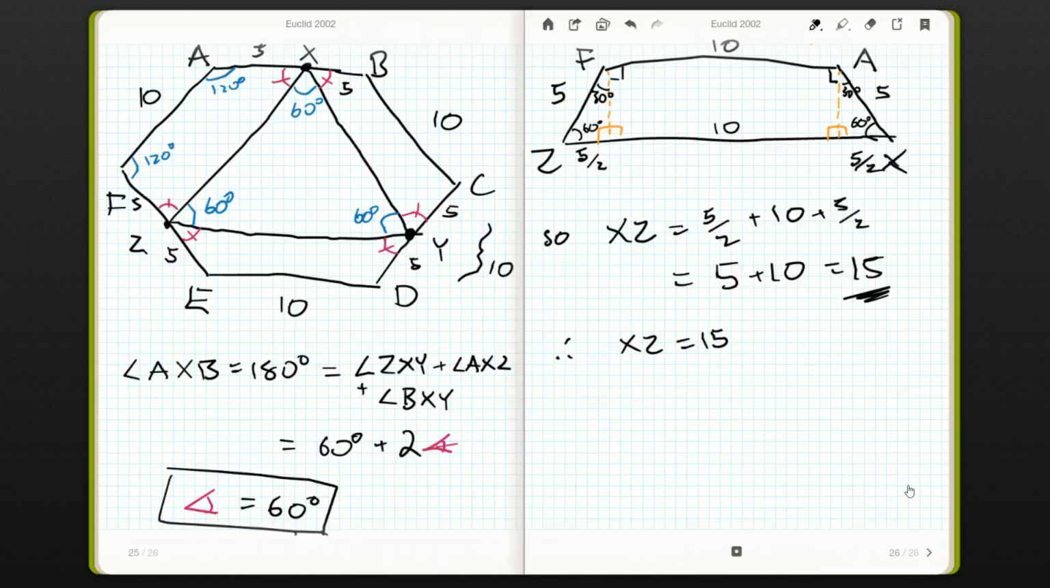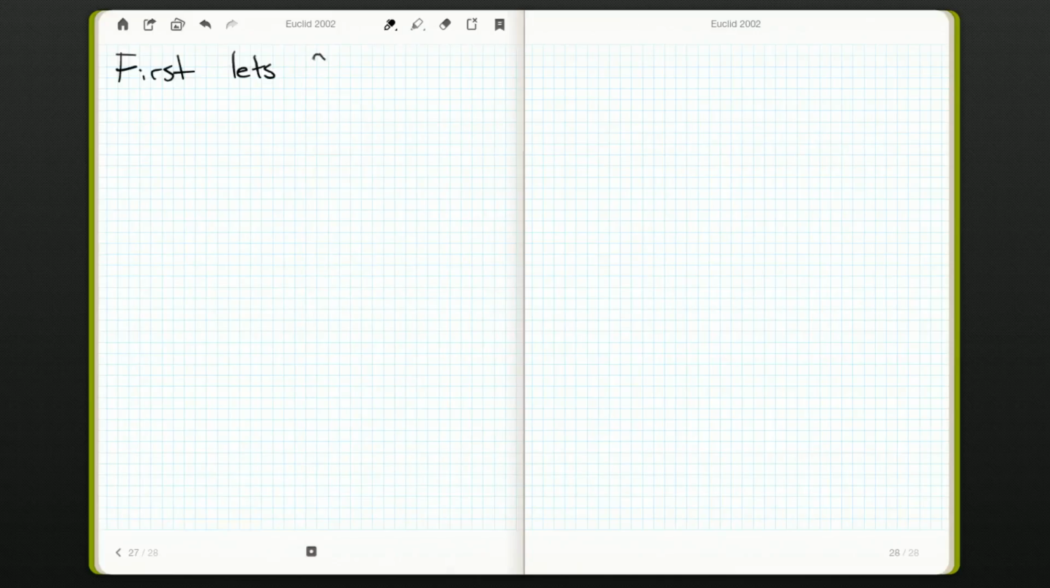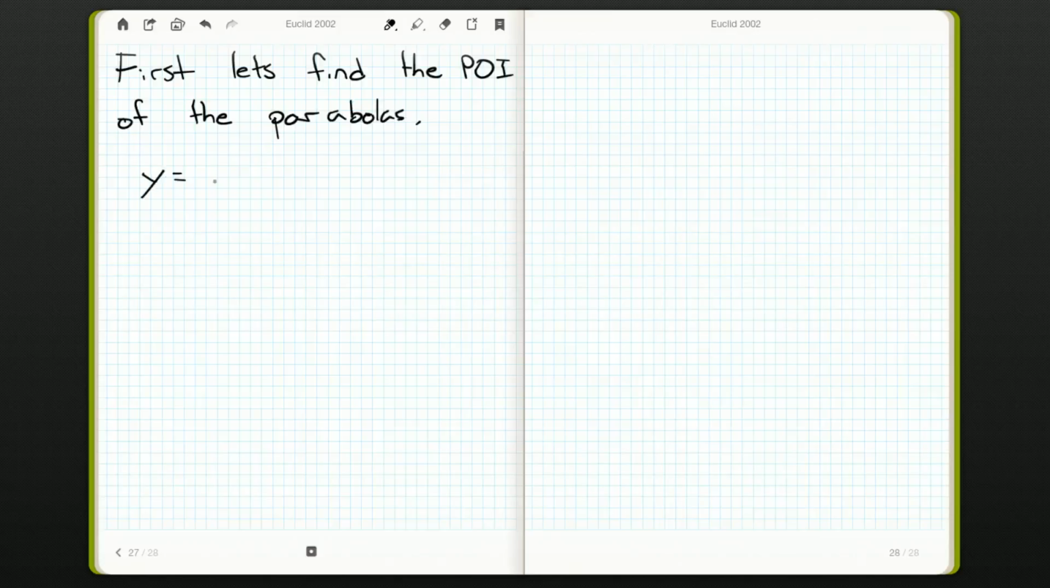I'm going to start on another page. So first let's find the points of intersection. That's points of intersection, not principle of induction. I know the abbreviation can be found with both of them, but points of intersection of the parabolas.